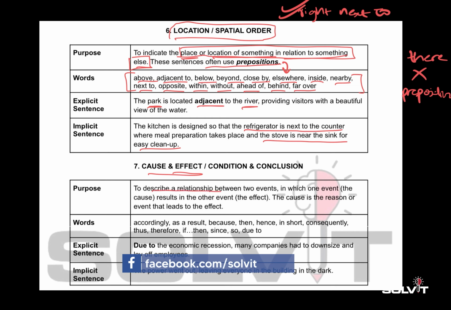To describe a relationship between two events in which one event, the cause, results in the other event, which is the effect. The cause is the reason or event that leads to the effect. Okay, so it's fairly easy to identify this also.